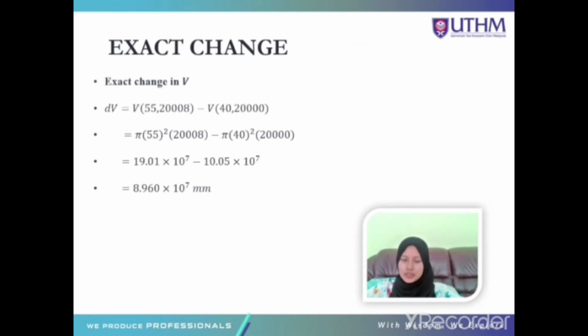For the exact change in V, we use this equation and we substitute 50, 2008, 40 and 20,000 into the equation, and after we calculate it, we get the final answer, which is 8.930 multiplied by 10 to the power of 7 millimeter.